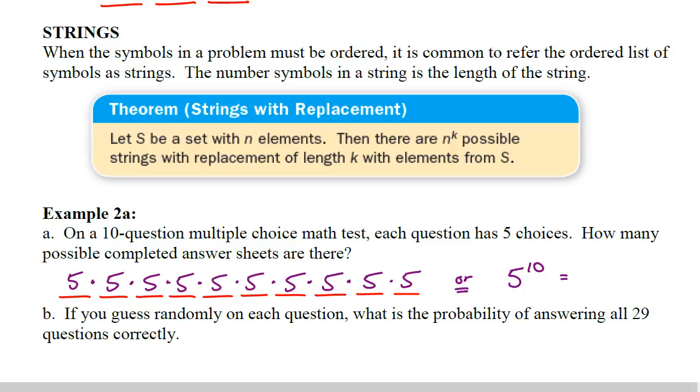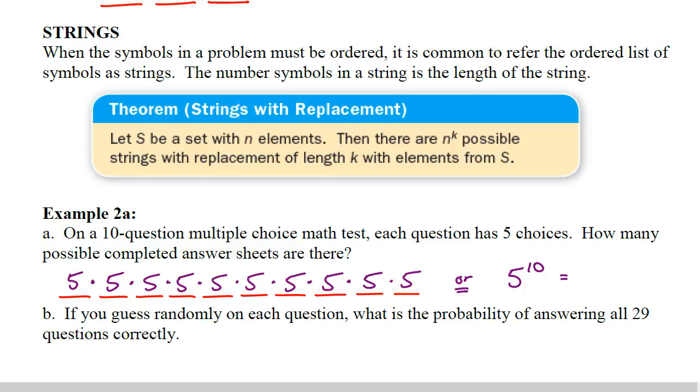n represents the number of choices each of those questions would have. So we would write this as 5 to the 10th power. If it's easier for you to think of it using exponents, that would be one way we could do this. Even if sometimes you get stumped and you don't know how to write it with an exponent, you can at least start writing it out to see what number is being repeated.